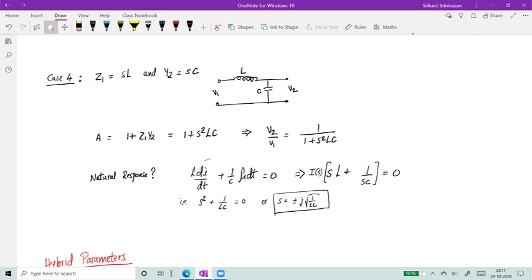What is the Laplace transform of di/dt? It is sI(s) minus I(0). I am assuming that I(0) is 0, that means there is no initial current, and now some disturbance is there in the system, and how is the system responding to it.